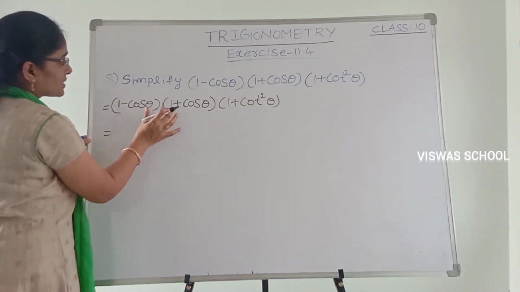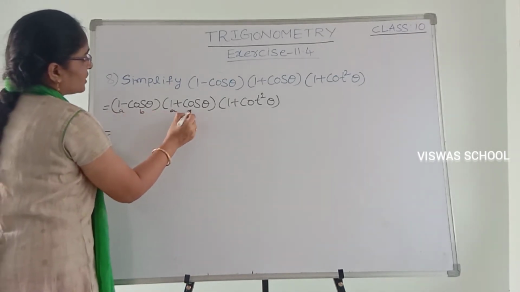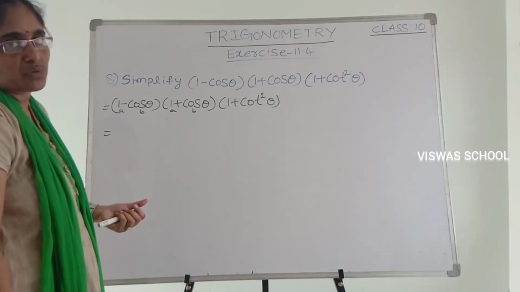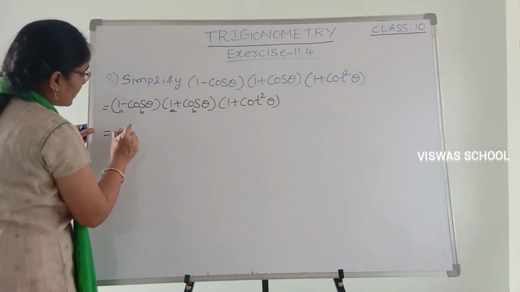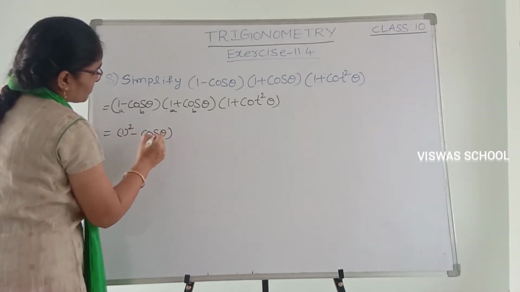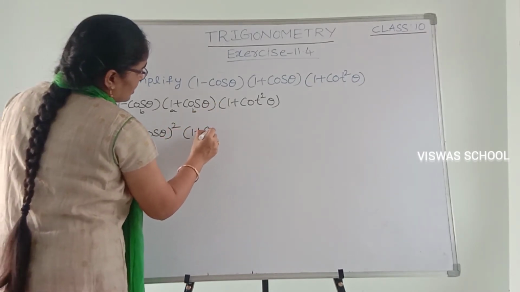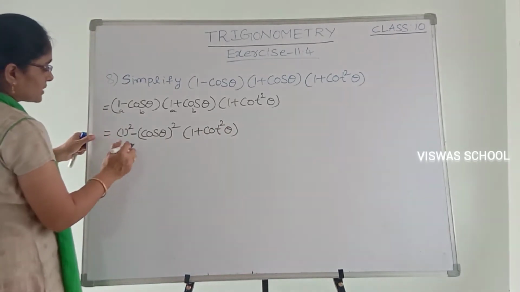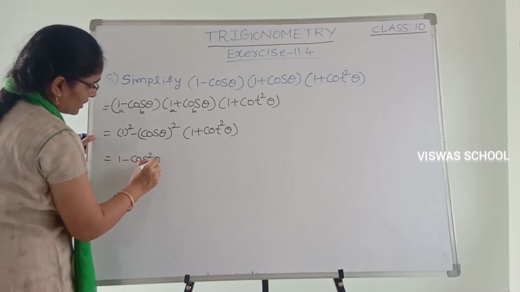Here it is: (1 minus cos theta) into (1 plus cos theta). This is in the form of (a minus b) into (a plus b), which means a square minus b square. First a square, that is 1 square, minus b square, that is cos theta whole square. And this is 1 plus cot square theta. 1 square means 1 only, and cos theta whole square means cos square theta.